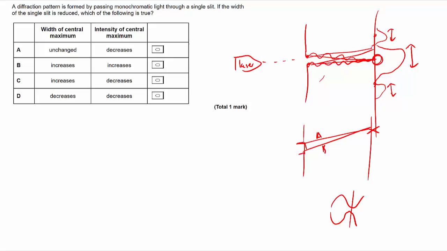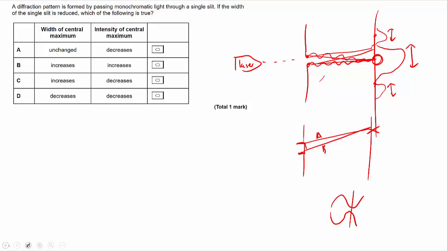If you make this gap size bigger, then the path difference will be larger, automatically. So if the gap gets bigger, actually the central fringe, the central bright spot, will get smaller. This is all now way too much to try and think about, and I'm already getting confused myself.